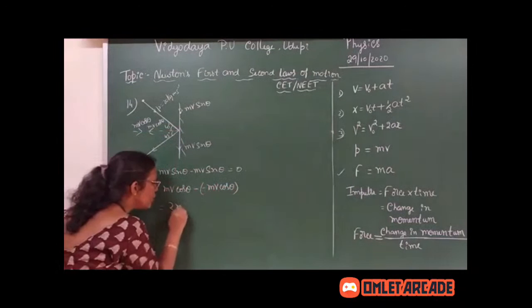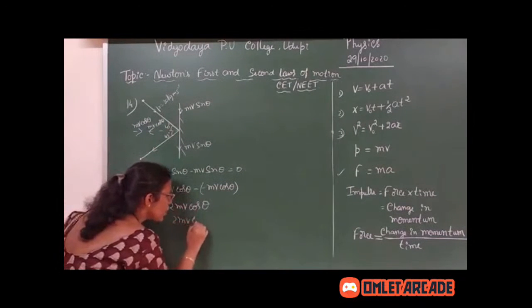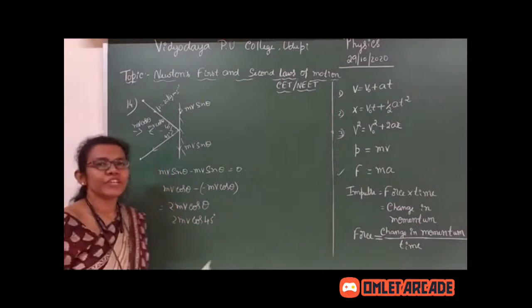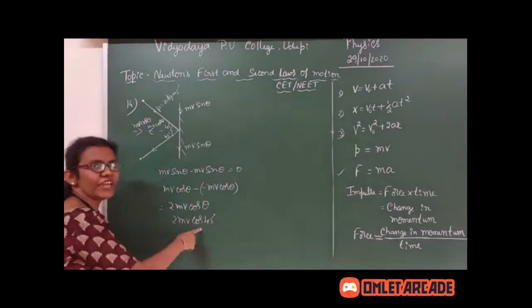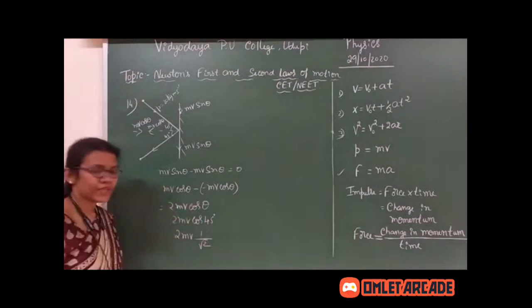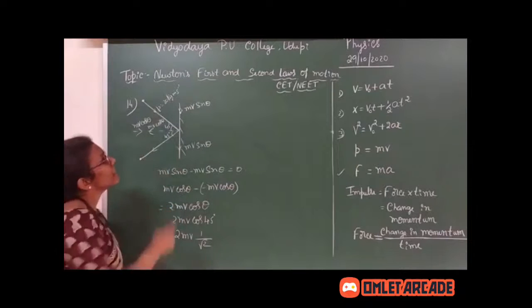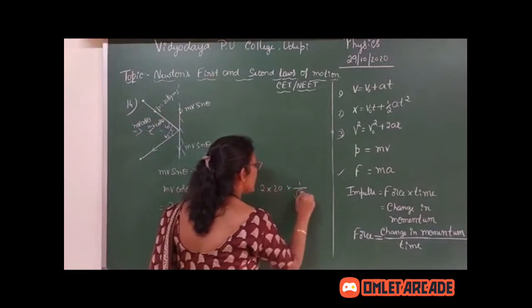So this way you get 2 mv cos theta. Here the angle is given as 45 degrees, so theta is 45 degrees and cos 45 is 1 by root 2. So 2 mv into 1 by root 2. mv is the given momentum, that is 20. So we continue: 2 into 20 into 1 by root 2.